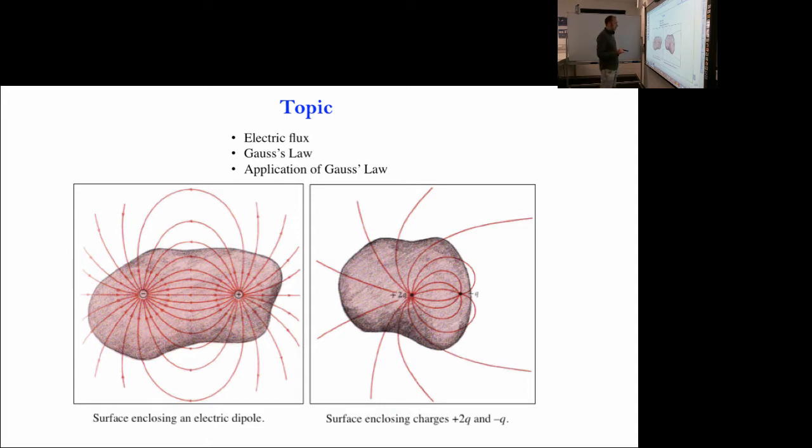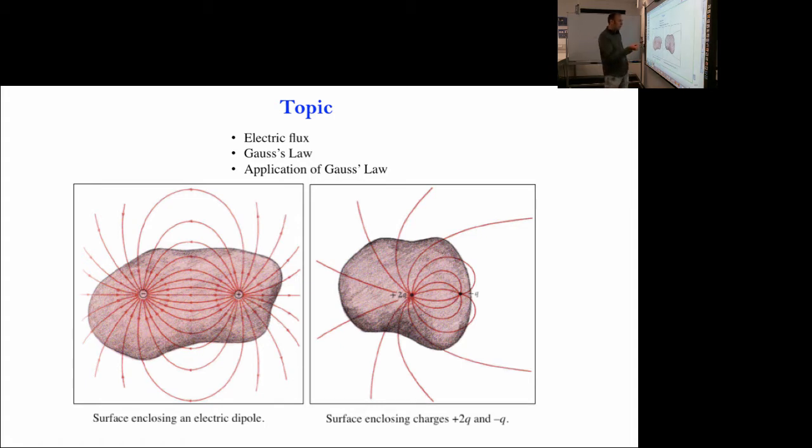On the left-hand side, we have a surface which encloses an electric dipole. That means it has a positive and negative charge of equal magnitude. On the right-hand side, we've got two charges, but this time the positive charge is twice as large as the negative charge. So what we see is when we have an electric dipole, the same number of field lines leave through the surface as come back into the surface. We're going from the positive charge to the negative charge, so the overall net flux here is going to be equal to 0.